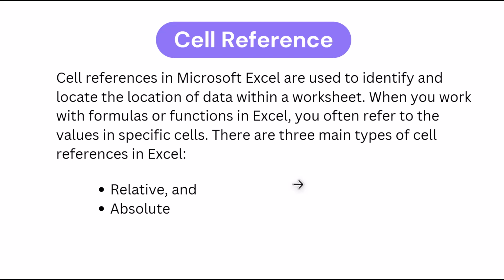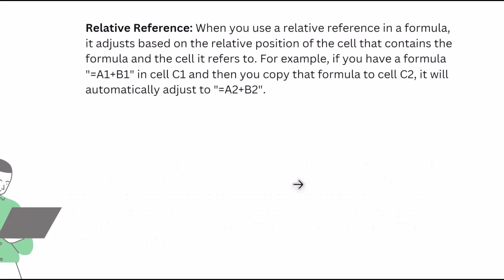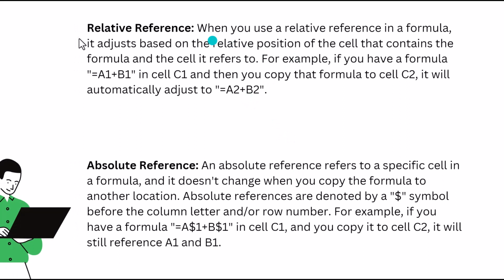All right. So there are three main types of cell references in Microsoft Excel. We have the relative, we have the absolute, and then there is another one which most people don't really include, but it's something you should have at the back of your mind. We have what is called a mixed reference. Now, what is a relative reference?